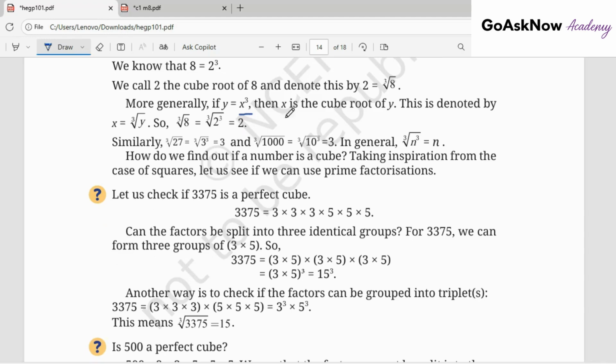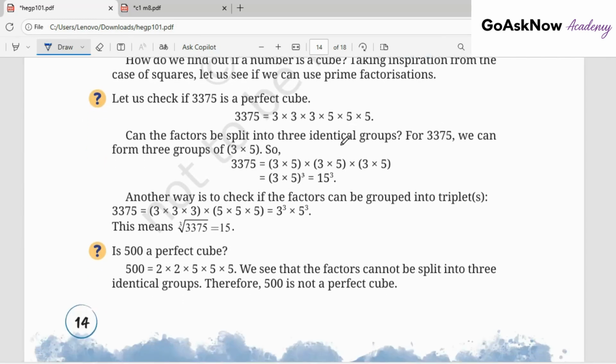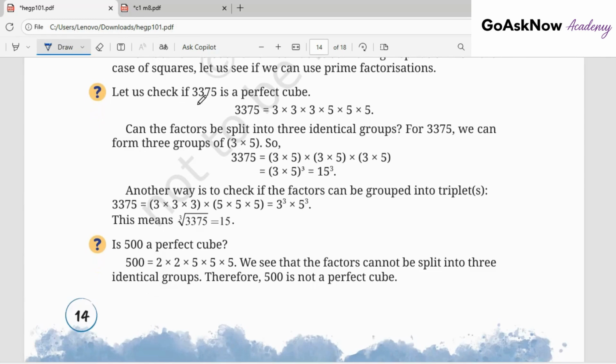Similarly, cube root of 27 is equal to cube root of 3 cube, which is equal to 3. The same pattern holds for 10. In general, cube root of n power 3 is equal to n. This is a general form. How do we find out if a number is a cube? Taking inspiration from the cases of cubes, let us see if we can use prime factorization. Let us check if 3375 is a perfect cube.